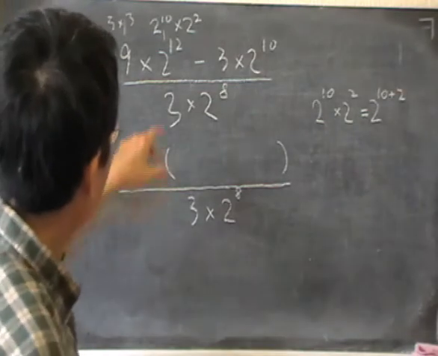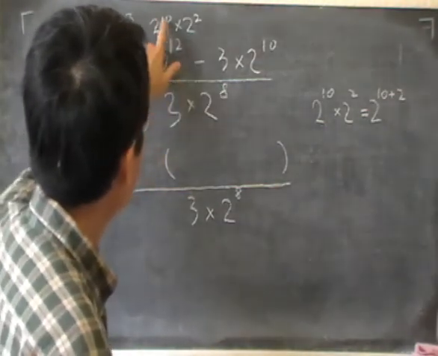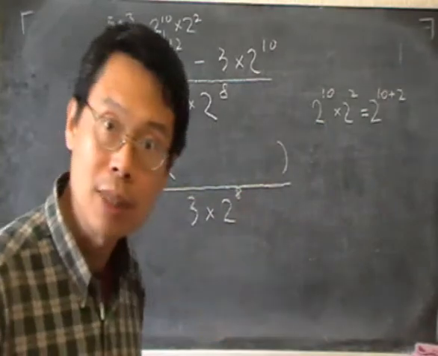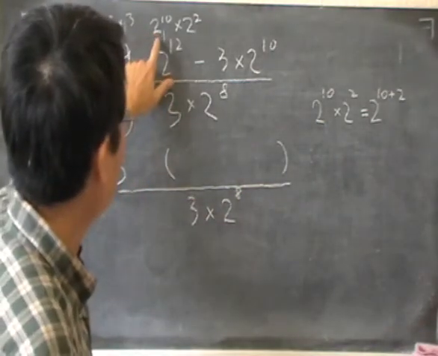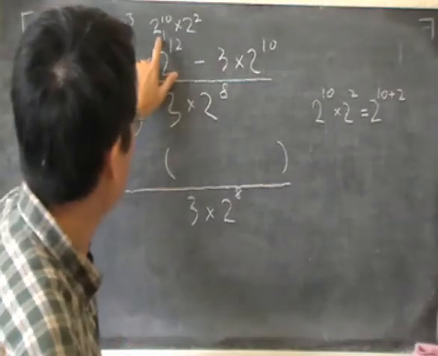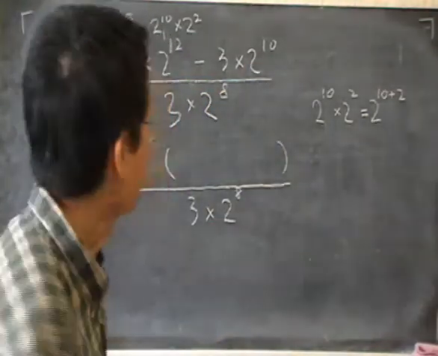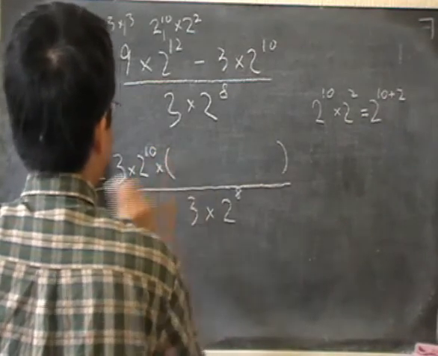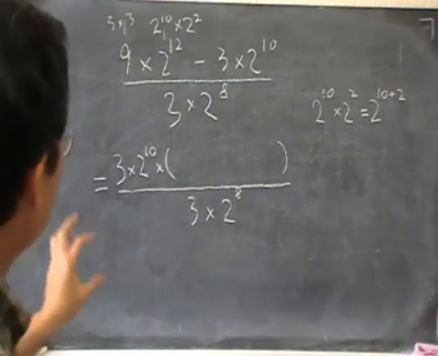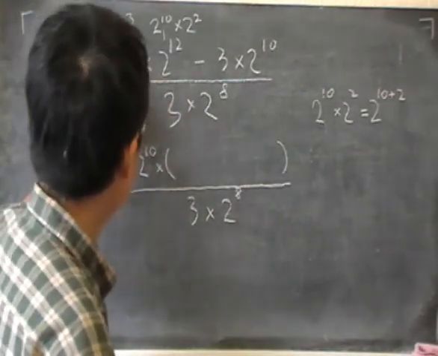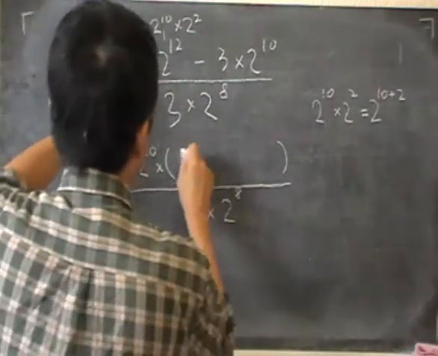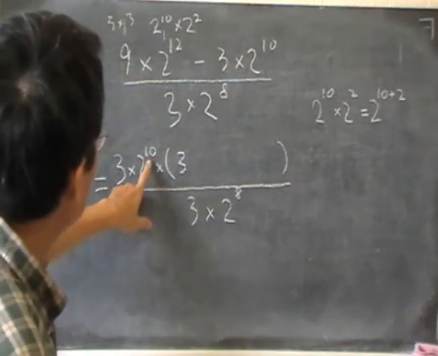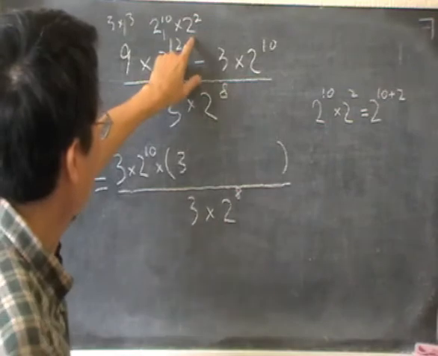And the reason why I want to split the 2 to the power of 12 into 2 to the power of 10 times 2 squared is because I also have a 2 to the power of 10 there. And if I split it up this way, it becomes obvious that 2 to the power of 10 is a common factor. I can take that out. So times 2 to the power of 10 times the bracket. If I have taken out the factors of 3 from the 9, I would have a factor of 3 left, because 9 is 3 times 3. And if I've taken out 2 to the power of 10 from 2 to the power of 12, then I will have a 2 squared.